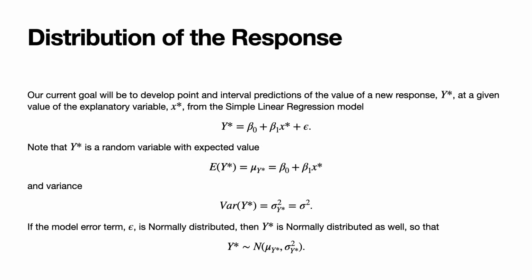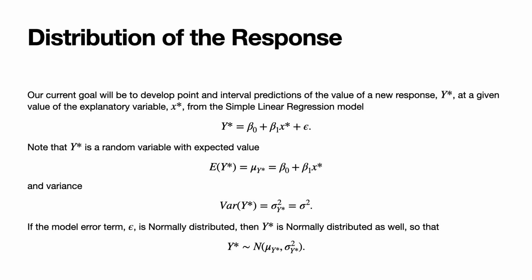So let's first identify the distribution of the response at a given value of the explanatory variable. Our goal will be to develop point and interval predictions of the value of a new response, which we'll denote by y star, at a given value of the explanatory variable, which we'll denote by x star, from the simple linear regression model given here: Y star equal to beta 0 plus beta 1 times x star plus epsilon. Note that y star is a random variable.